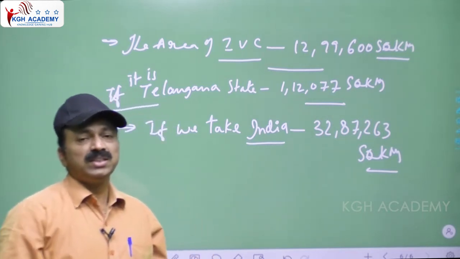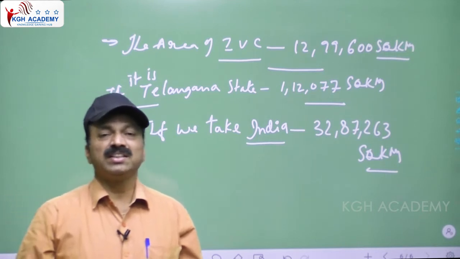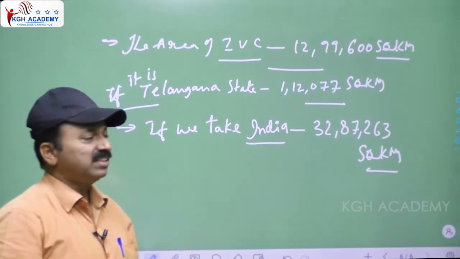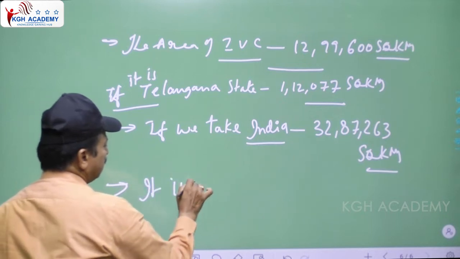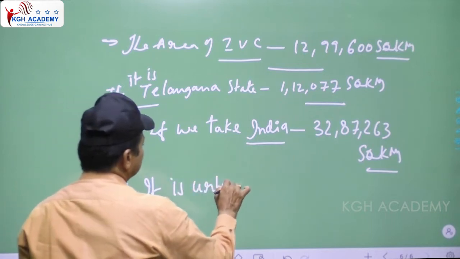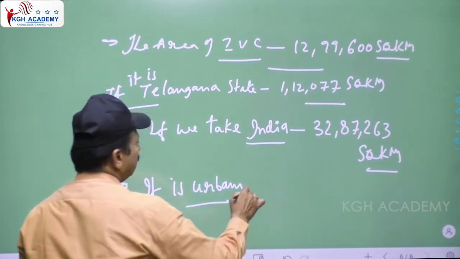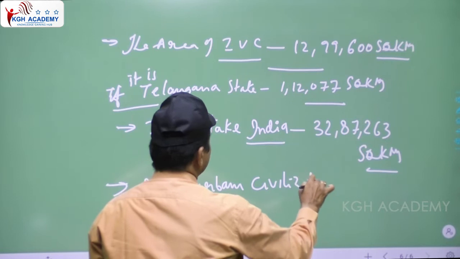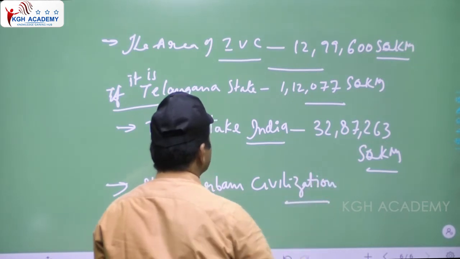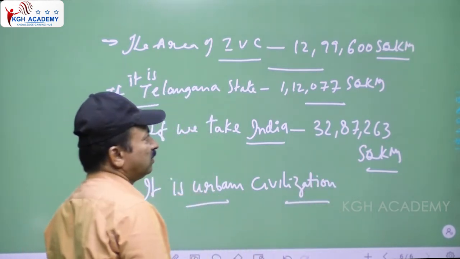This is an advanced civilization, it is called an urban civilization. It is an urban civilization, like it was said already, we know well. So what are the northernmost, easternmost points of the IVC?